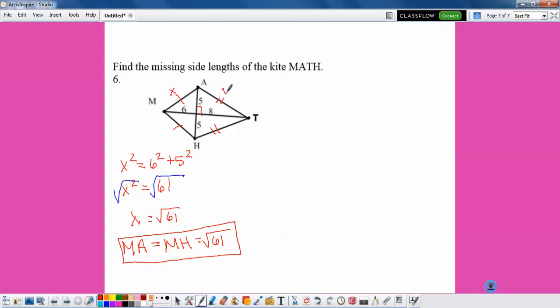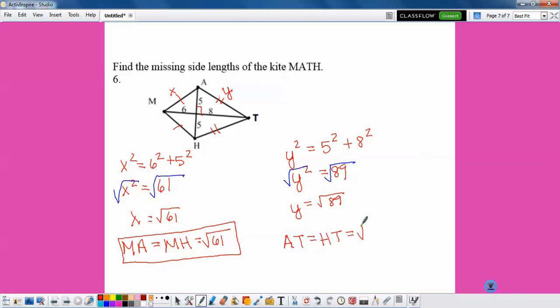Let's make AT y. We would know that y squared equals 5 squared plus 8 squared, which means y squared equals 89. Square root both sides. We get y equals the square root of 89, which also cannot be simplified. So AT, which equals HT, equals the square root of 89.